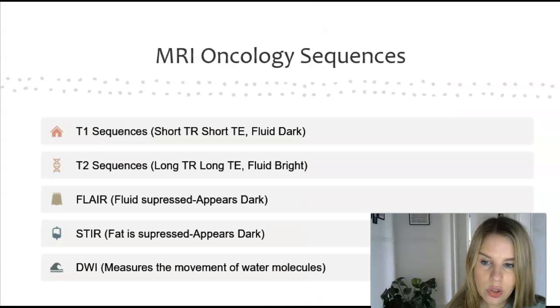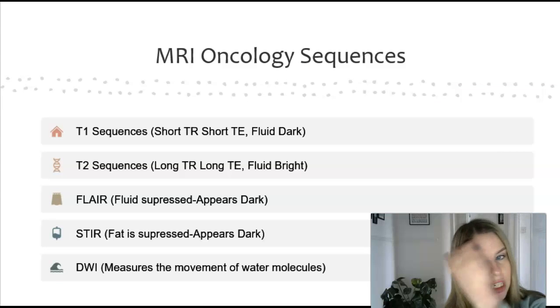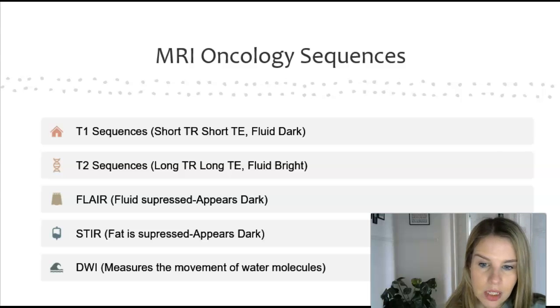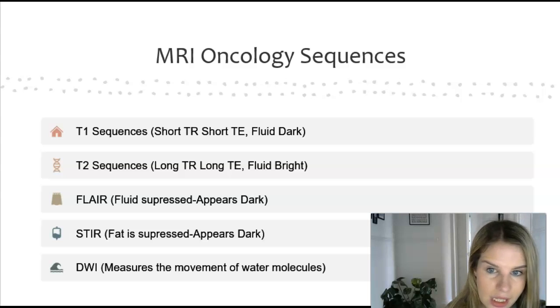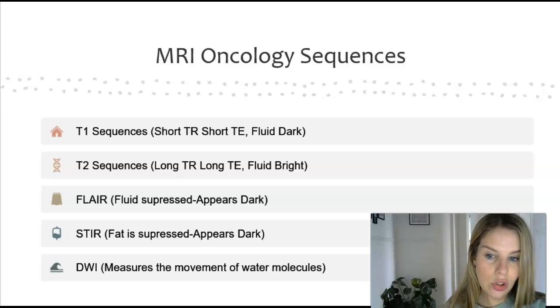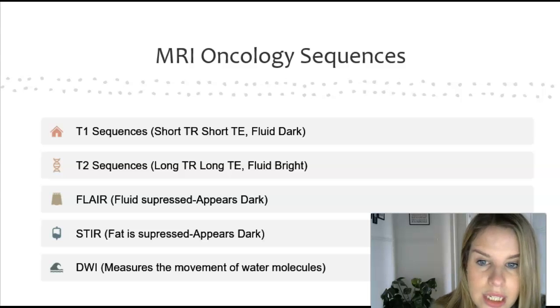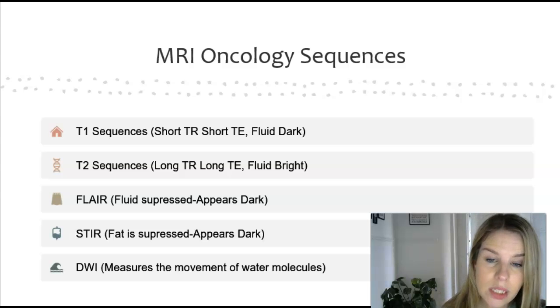Some of the sequences that we use most often in oncology are T1 sequences. So T1 sequences tend to have a short repetition time and a short echo time. And very basically, fluid is dark on a T1. Okay, so that's one of the basic understandings, without getting too complicated, that fluid is dark on a T1. We also use T2 sequences, which tend to have a longer repetition time, a longer echo time, and again, basic MRI would be that fluid is bright on a T2.